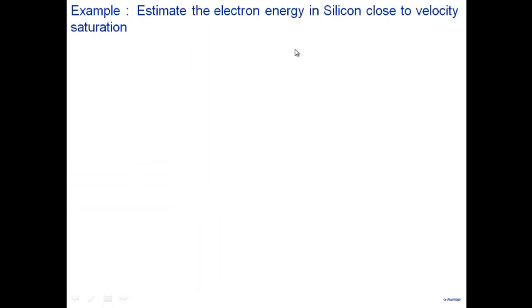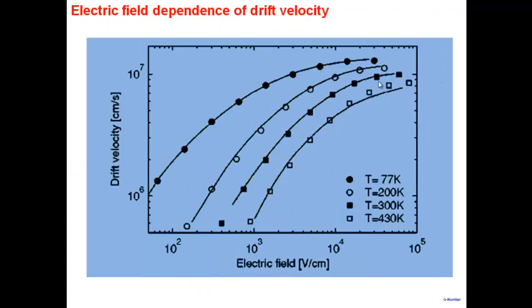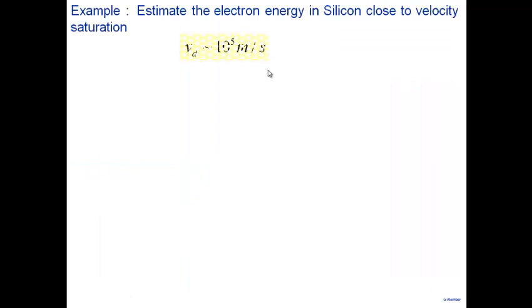All right, so before we leave, let's do this very simple problem. Estimate the electron energy in silicon close to velocity saturation. Velocity saturation means my electron velocity is saturating at this point. If you keep on increasing field, velocity eventually saturates, and the saturation velocity is 10 to the power 5 meter per second. So what I want you to do is calculate how much energy is there on average when the velocity is saturated. And how do you do that?